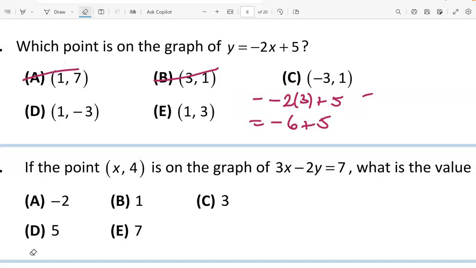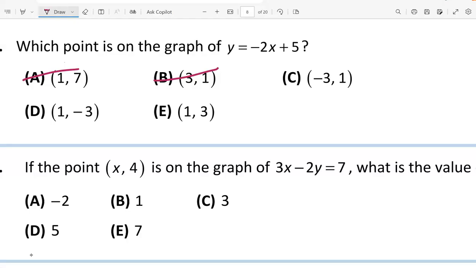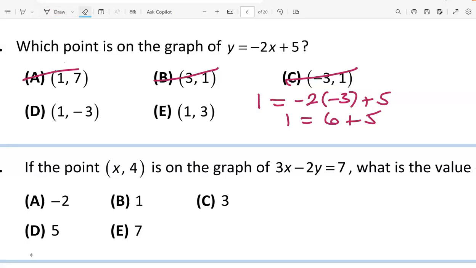Now let's try the answer choice for C. When x is -3, the y value is equal to 1. Negative 2 times negative 3 plus 5. That would be 6 plus 5 is 11, not 1. That doesn't work either. Let's try 1 comma negative 3. So if x is 1, does that make y equal to negative 3? And so that would give us negative 3 is equal to negative 2 plus 5. That would give us 3 is equal to negative 3. That one doesn't work either.